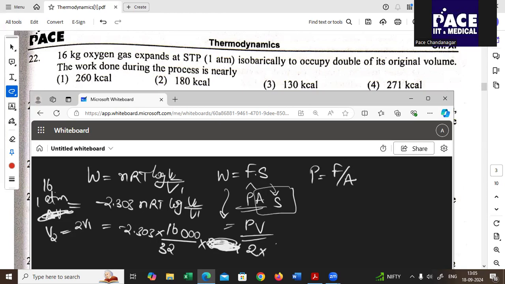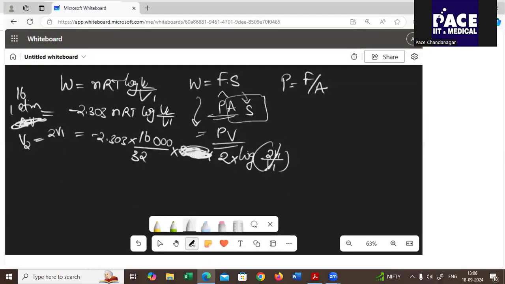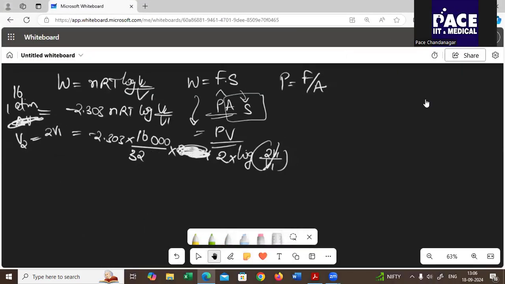And log V2 by V1. V2 is nothing but 2V1 by V1. It has been told to us that the volume is doubled, so V1 gets cancelled. Log 2 value is 0.3010. When you multiply all these things, you will get your answer. I'm not doing that multiplication, you will do that. Is that clear? I am moving on with the next question then.